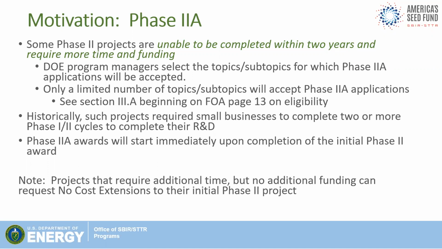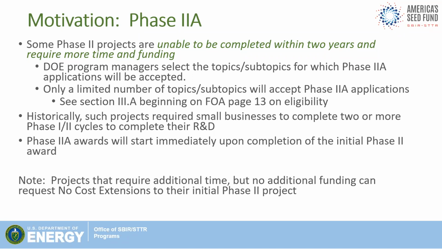Note that DOE program managers select the topics and subtopics for which phase 2A applications will be accepted. So your topic must be listed in the FOA in order to apply for the phase 2A award. You can see page 13 of the FOA, and I'm going to show the table on the next page. Okay. Phase 2A awards start immediately upon completion of your initial phase 2 award. There's no gap based on the timing of the 2 and the 2A.